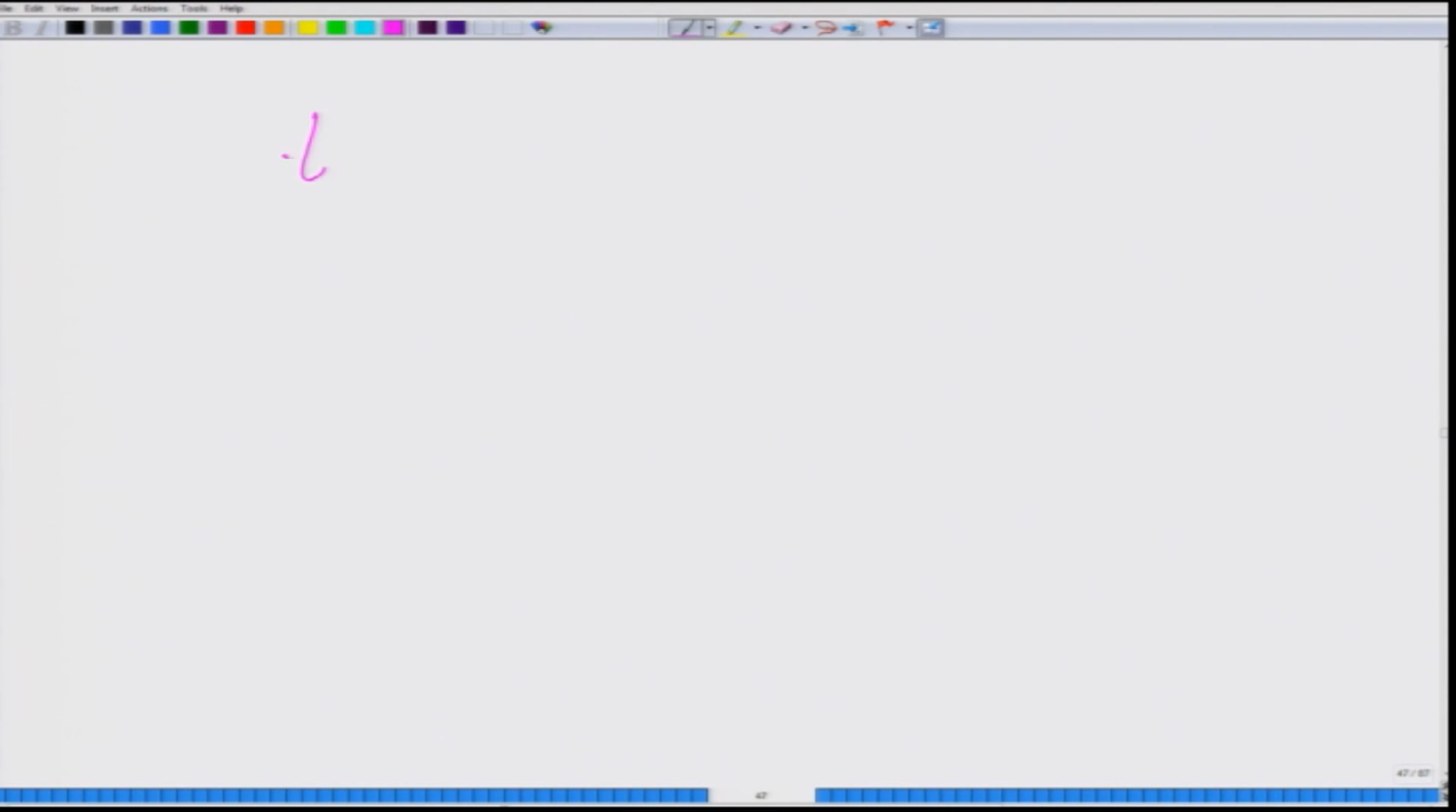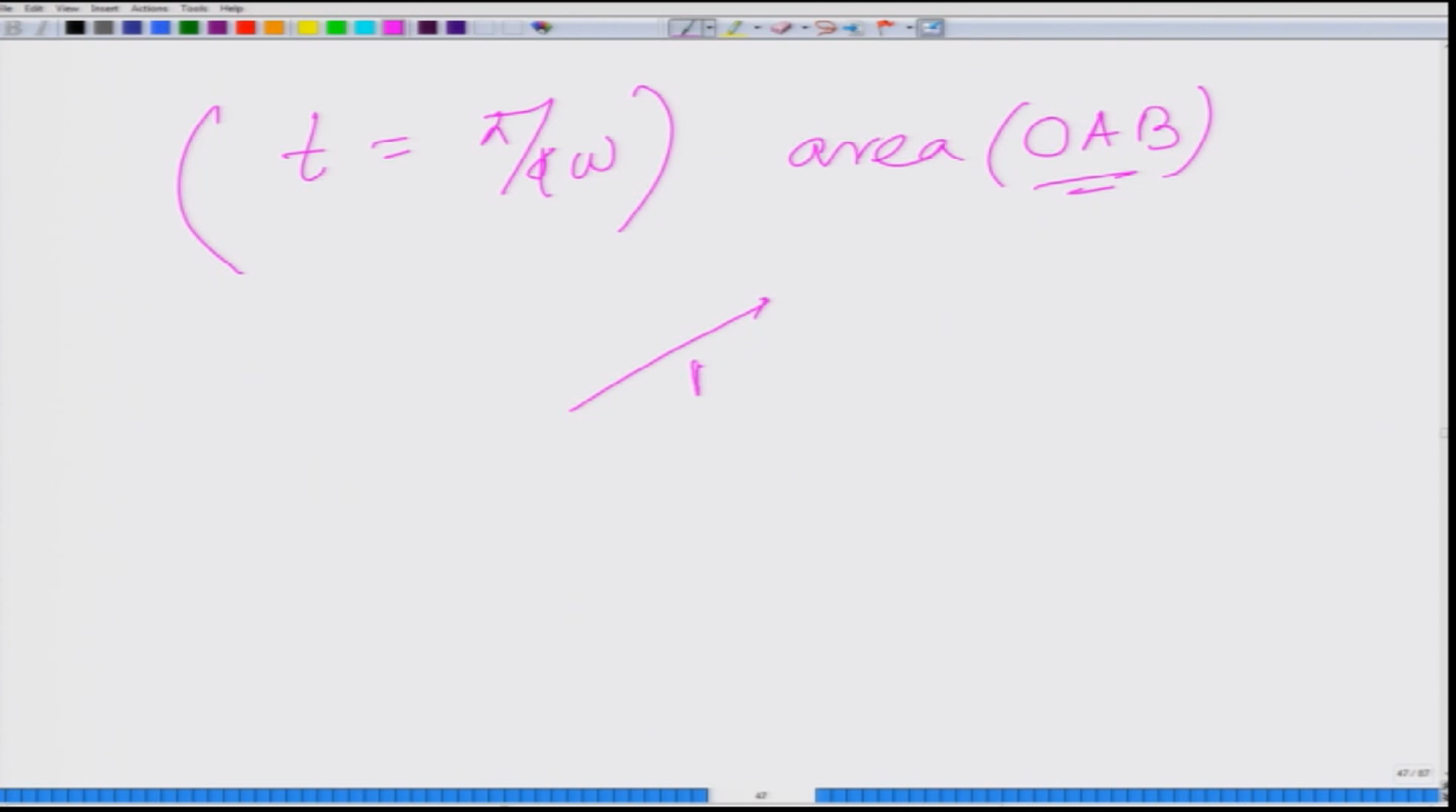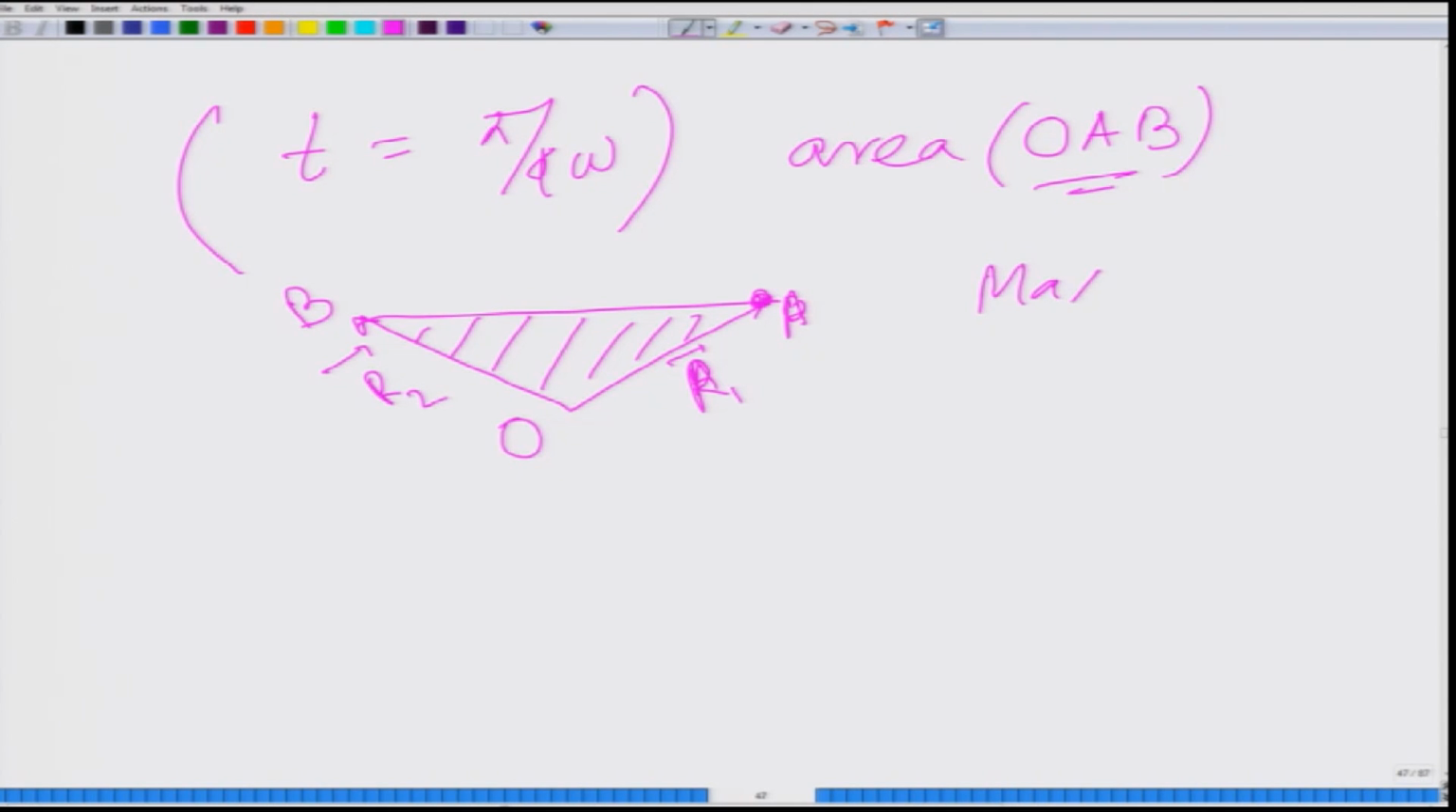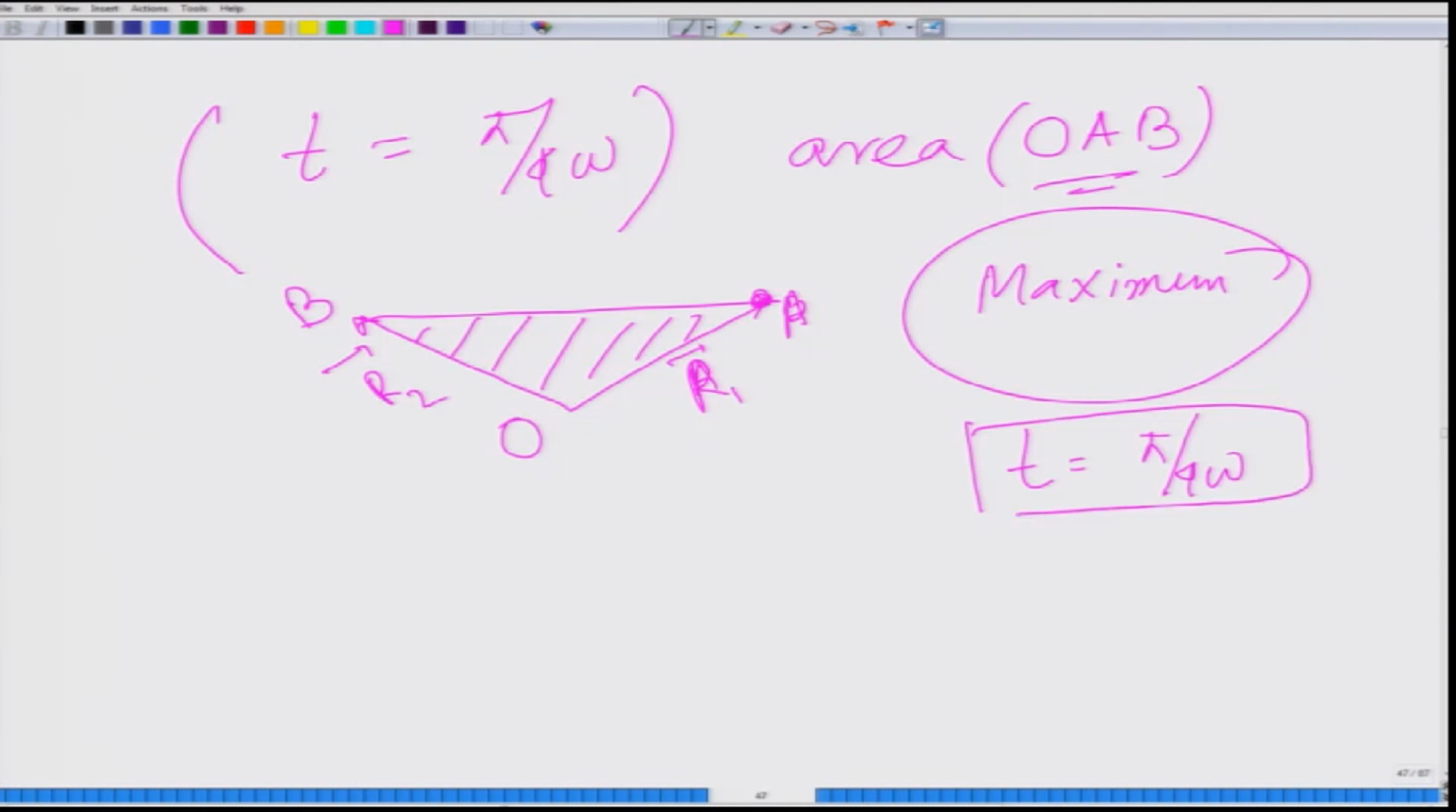So the answer is that at t equal to pi by 4 omega, the area OAB made by the r1 and r2 vectors, which are the positions at time t for particle A and particle B, with O as the center, would be maximum. So this is the answer.